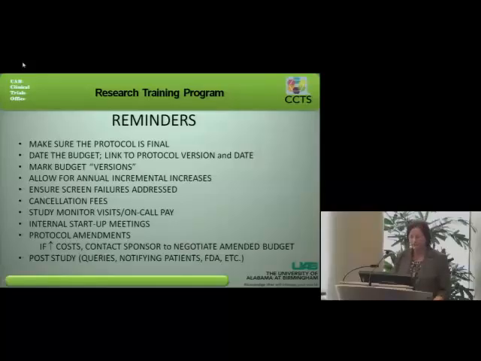When protocol amendments come in, it's critical that you always look at them in light of your current existing budget to see if they're going to increase your costs. If they increase your costs, it's important that you go back to the sponsor and notify them of this and ask to renegotiate the budget. Post-study, there'll be queries. There may be requests to notify study subjects. There may be some FDA interactions, etc. So try to keep that in mind when you're working with your sponsor.